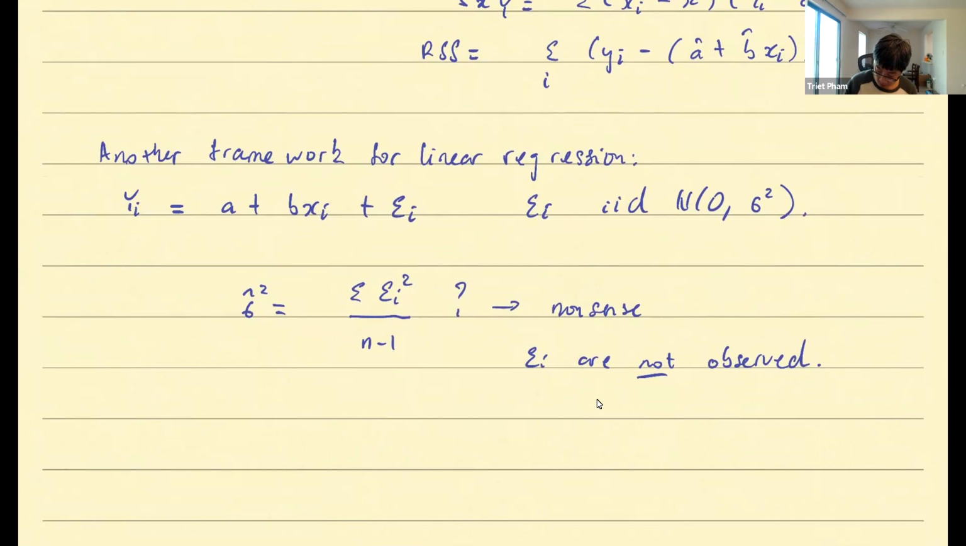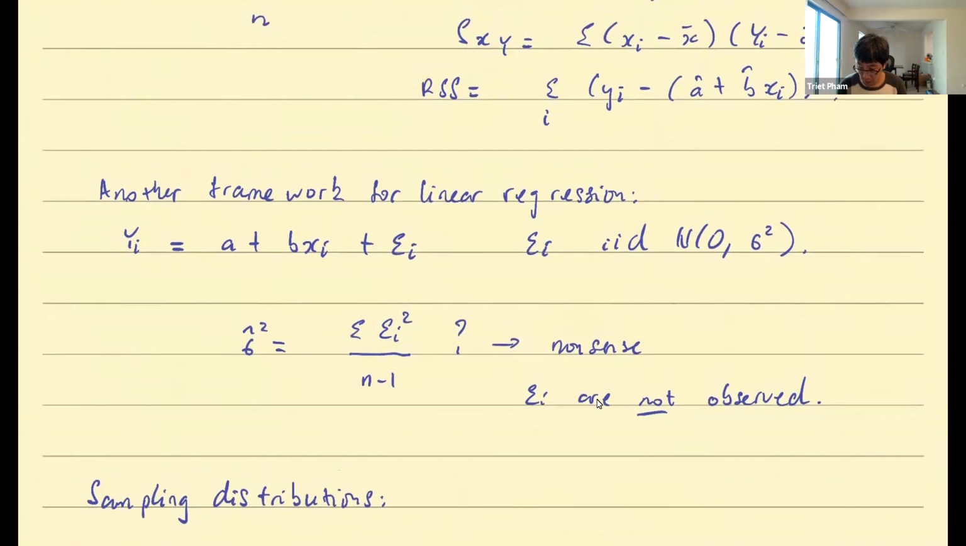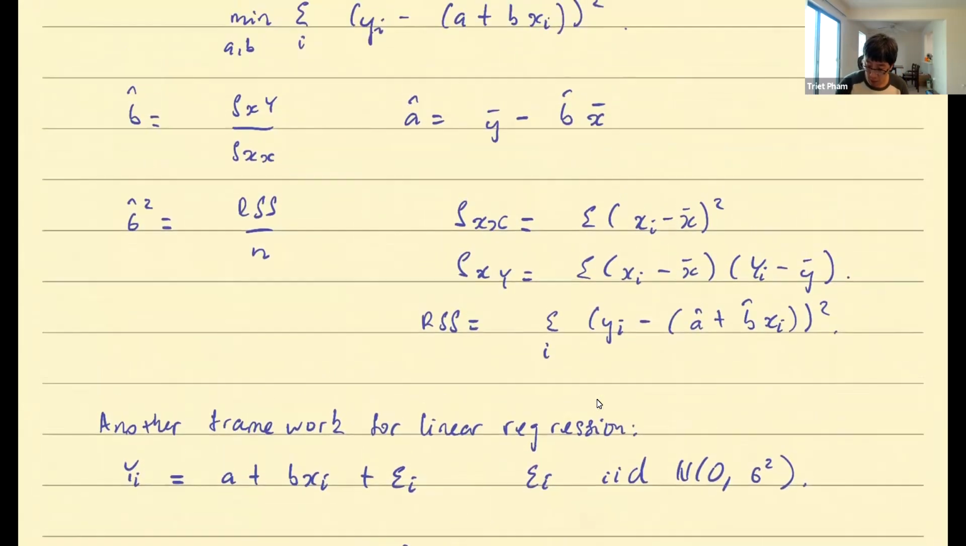All right, let's go to the sampling distribution. The sampling distribution means we want to know how B hat, A hat, and this guy are distributed, or really the focus is the RSS. Notice that the emphasis is you must know where the randomness comes from. The randomness comes from the y. That's why we put y as a capital letter.